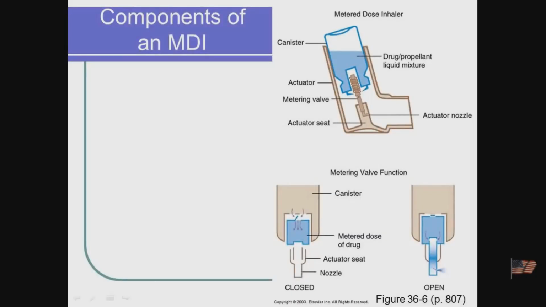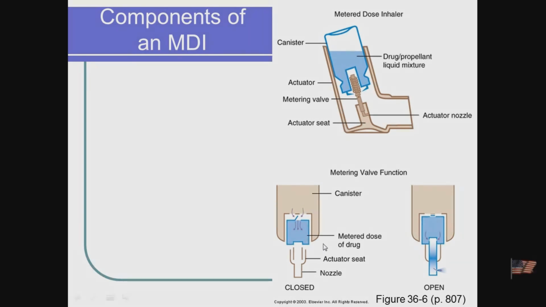As we'll go through these, you can see here's the drug inside this canister. The canister has an actuator that is basically this outer shell, and what ends up happening is I push down on the actuator, and the actuator and the metering valve come in contact with each other, and the drug is dispensed out the actuator nozzle. Okay, and that's basically how the aerosol is created.